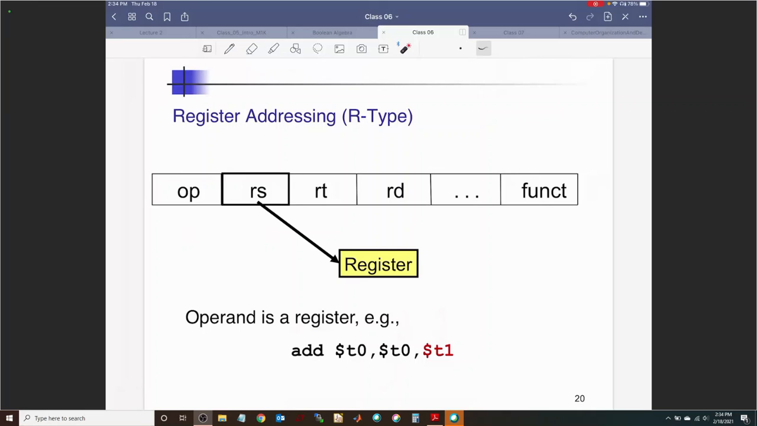And we have 2 different types of registers involved in R-type instructions. We have RS and RT as our source registers. In this case, those are going to map to T0 and T1. And we have the destination register, which is going to be T0 in this case. And then we have the shift amount and the function code that follows. But here we are addressing using the register itself.